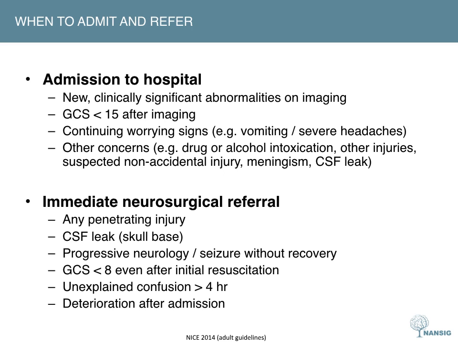We also have to consider whether we need to refer to a neurosurgical team. This may occur either prior to the initial hospital admission, such as in cases where there's penetrating injury or suspected basal skull fractures, or where there's ongoing deterioration. For example, if there's a progressive neurology or a seizure without recovery, then it's likely that neurosurgical intervention will be required at some point. Other criteria for immediate neurosurgical referral include a GCS of less than 8 after initial resuscitation, unexplained confusion at 4 hours post-injury, or deterioration after admission.